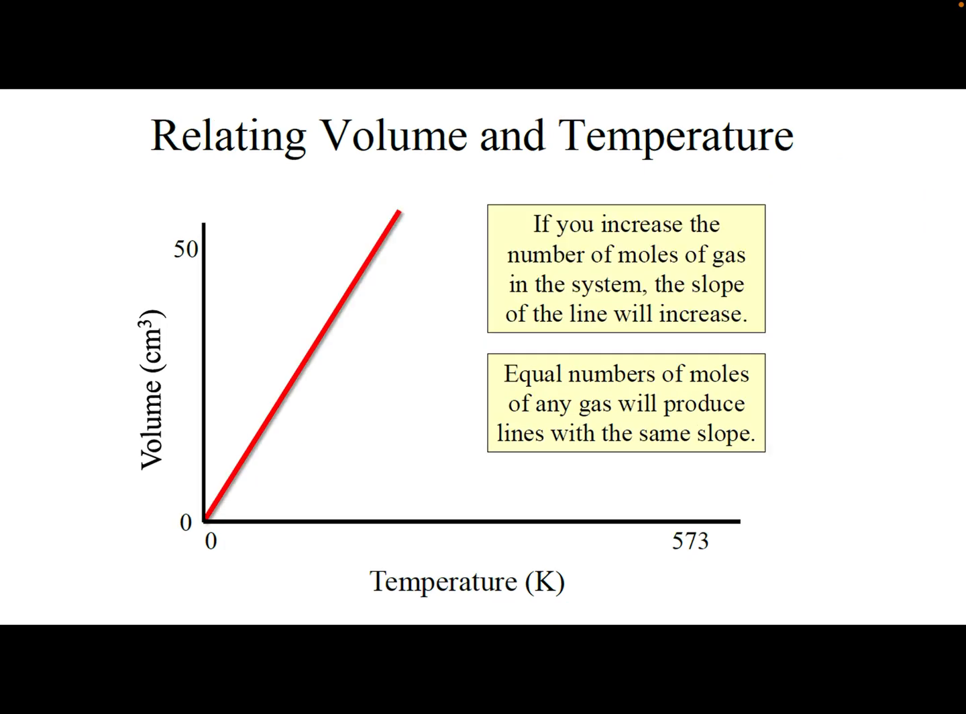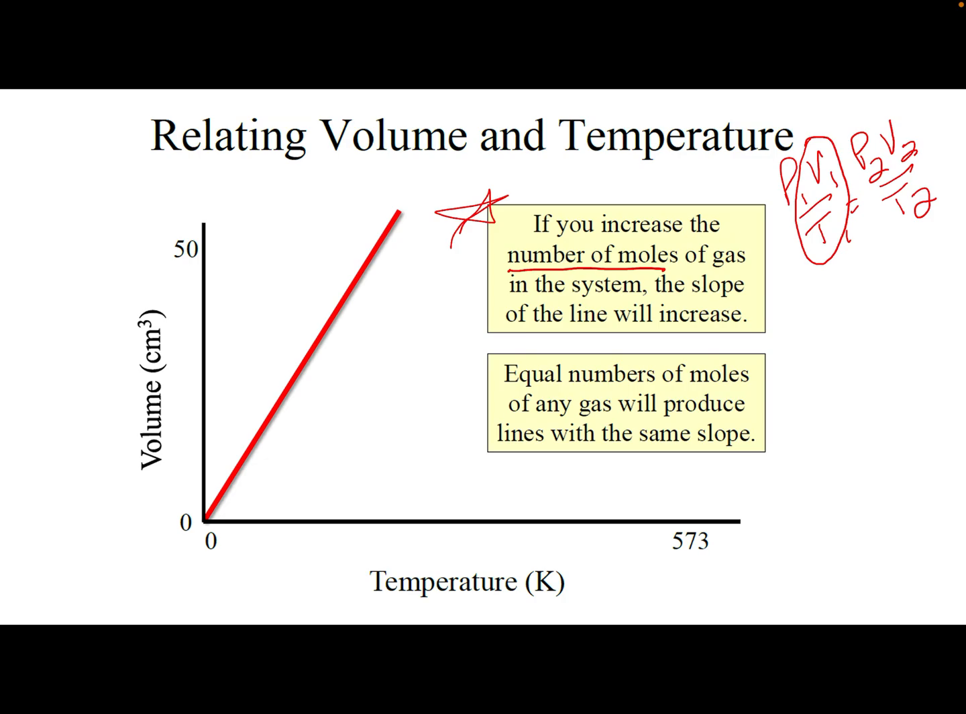Relating volume and temperature, again, P1 V1 over T1 is equal to P2 V2 over T2. Volume and temperature, that is a direct relationship. Now, if you increase the number of moles of gas in the system, you're actually going to increase the slope of the line. And that's just an important thing to keep in mind because sometimes on an FRQ you may be given a graph and some data is already graphed related to gas and volume and temperature.